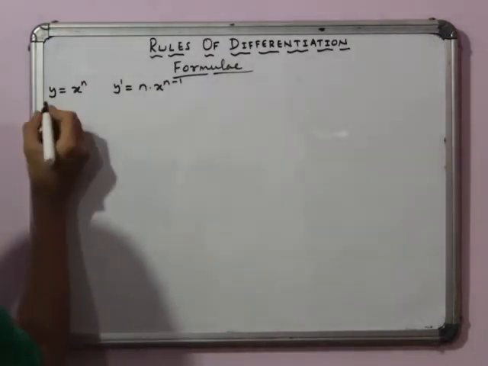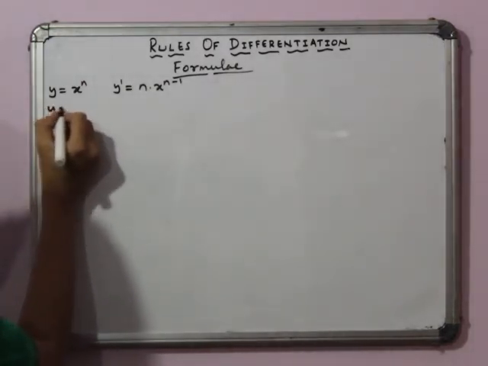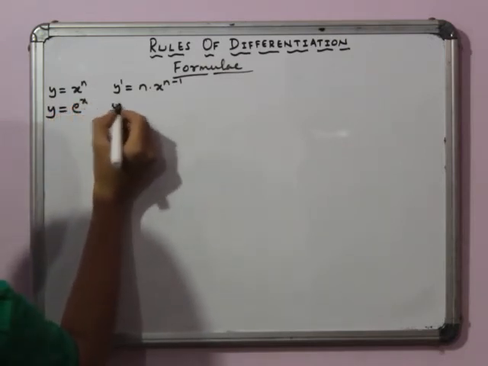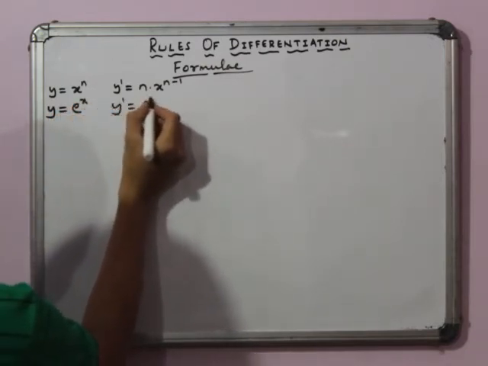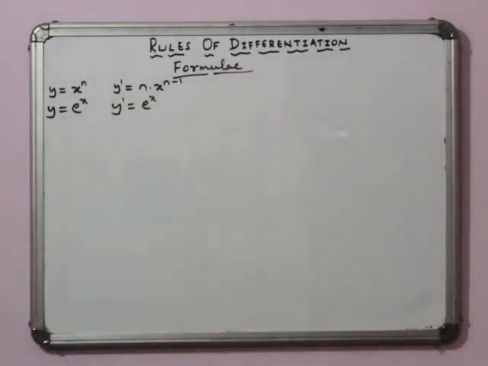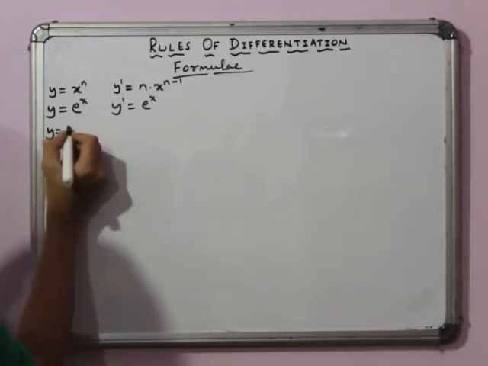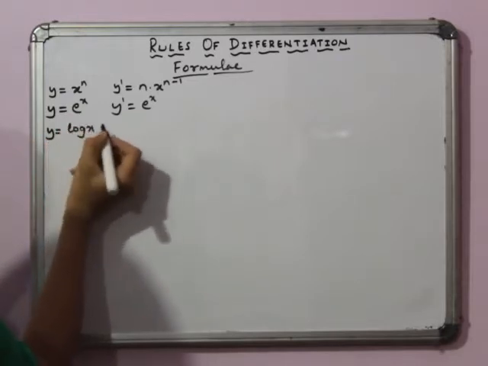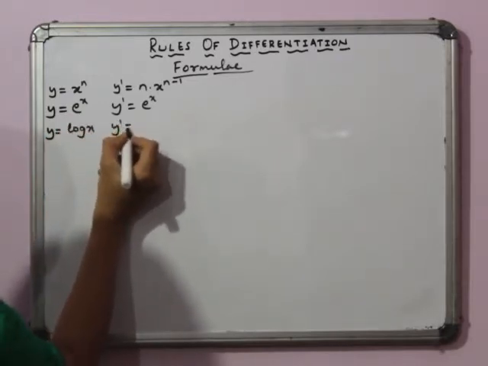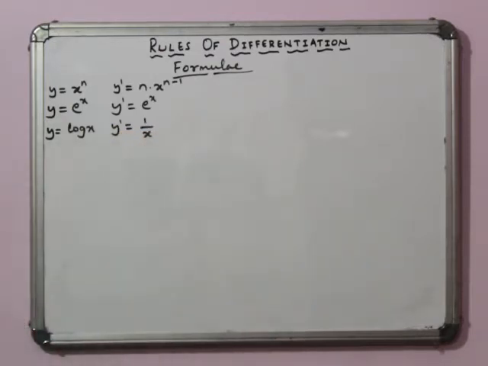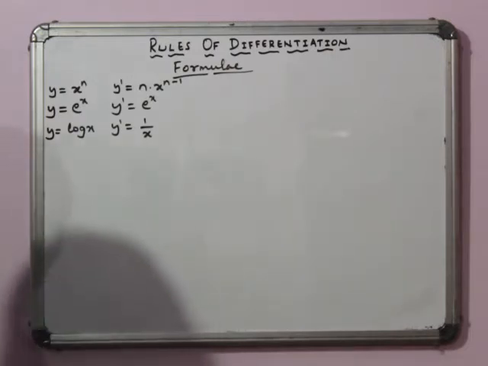So next formula. If y is equal to e to the power of x, the differentiation of e to the power of x is e to the power of x. Next, y is equal to log x, y dash is equal to 1 by x. If y is equal to log x, the derivative of log x is 1 by x.